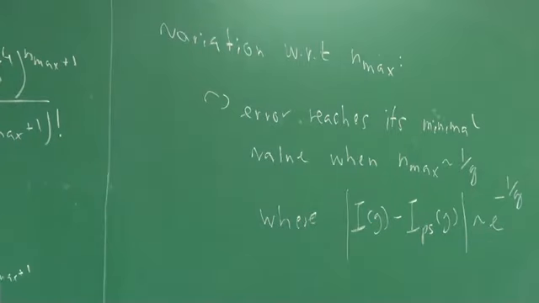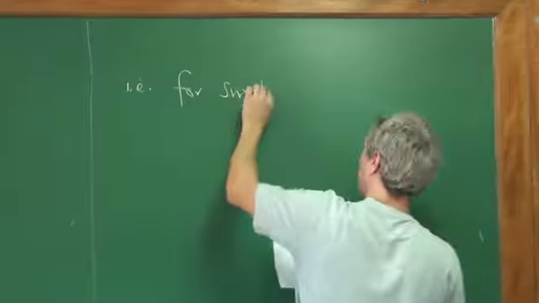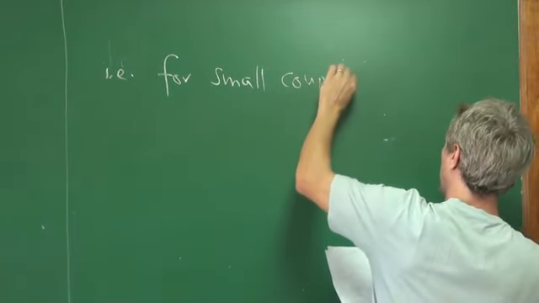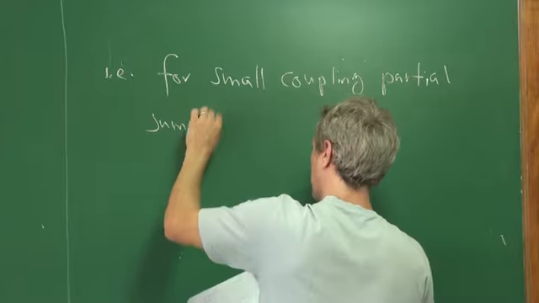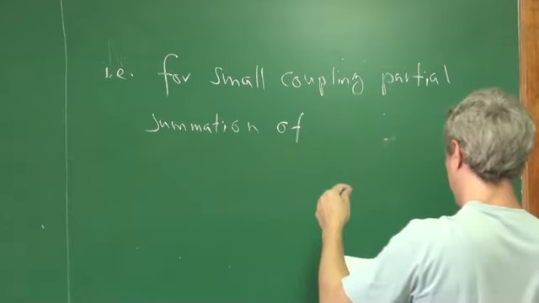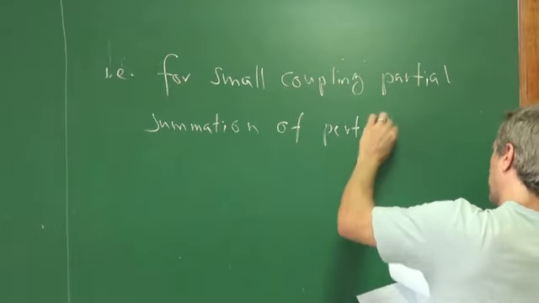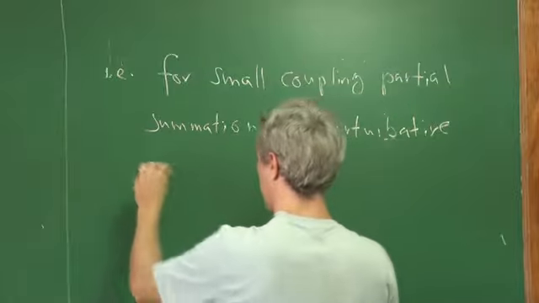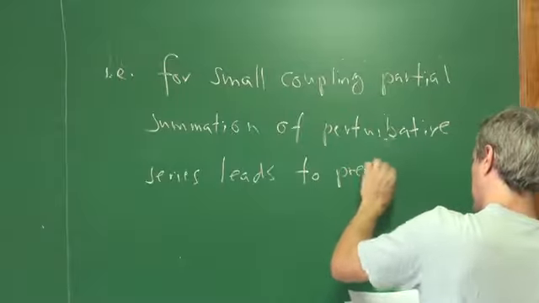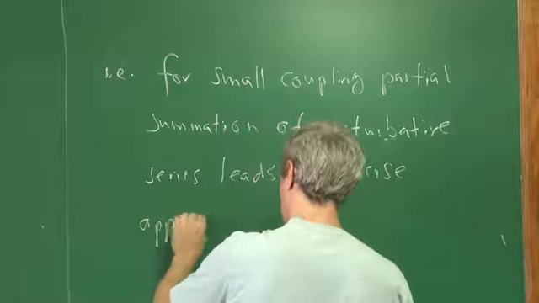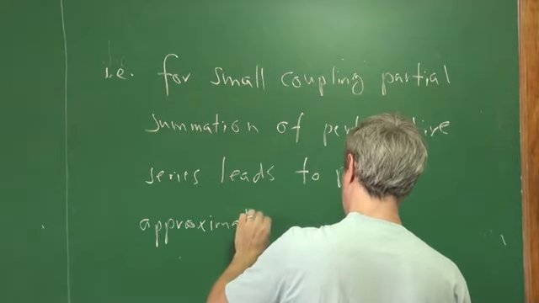So let's summarize. If we start out from a weakly interacting theory, where the coupling is small, then it turns out that a partial summation instead of a full Taylor series, a perturbative series, typically leads to a very precise approximation of the exact result.